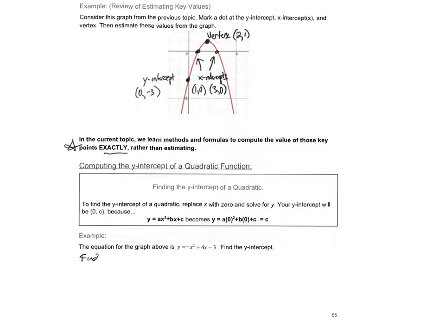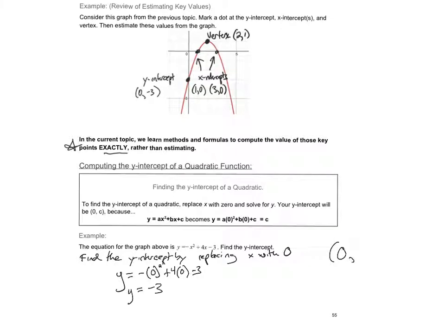We're going to find the y-intercept by replacing x with 0 and then finding y. So that means I replace everywhere there is an x with a 0. And that will turn into 0 plus 0 minus 3, which is -3. So therefore my y-intercept is (0, -3).